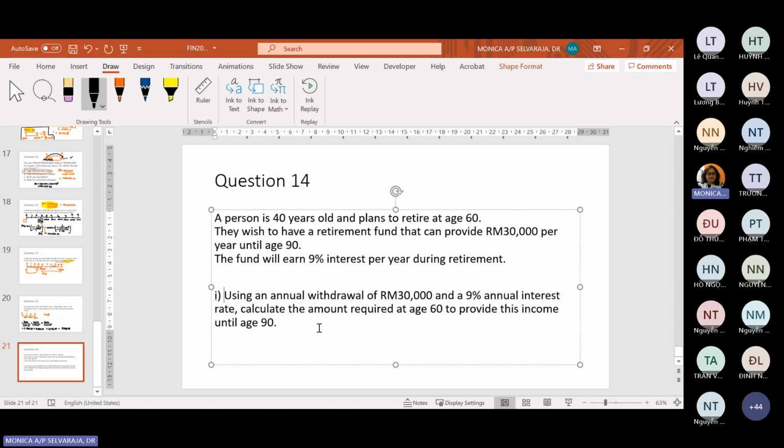Okay, so this is the question. A person is 40 years old and plans to retire at 60. Then they wish to have a retirement fund that will provide 30,000 per year until age 90. The fund will earn 9% interest per year during their retirement.